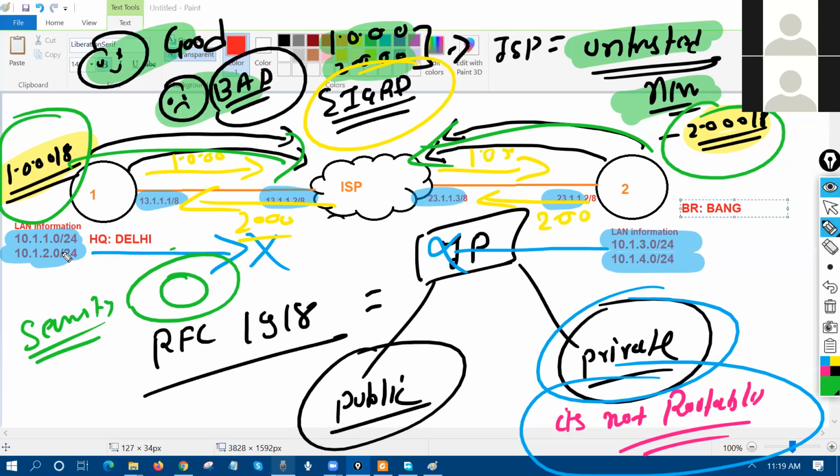Another thing is that first of all, you are going to send all information to the ISP, right? Another thing is that, can you see that there's no security happening? And second thing, if you have a private network, this private network is not routable.